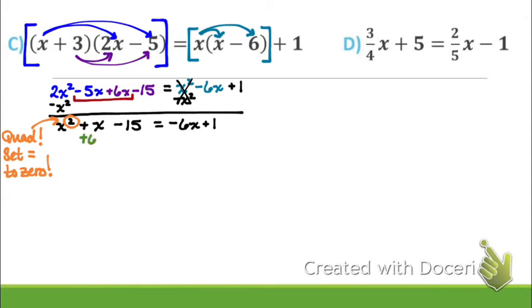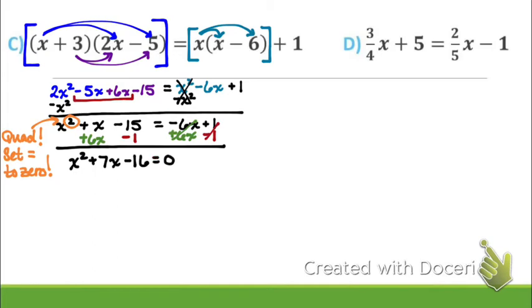So I'm going to add 6x to both sides. And I'm going to subtract 1 from both sides. So I end up with x squared plus 7x minus 16 equals 0. All right, so let's factor this guy. I need two numbers that multiply to negative 16 and add to 7.